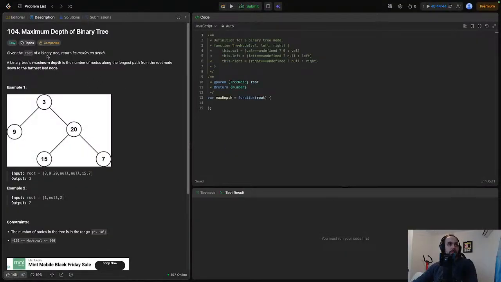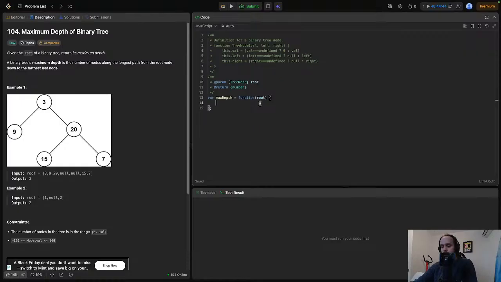Given the root of a binary tree, return its maximum depth. The binary tree's maximum depth is the number of nodes along the longest path from the root node down to the furthest leaf node. My opinion here is that we should consider doing a recursive algorithm. We could probably do it in one line.